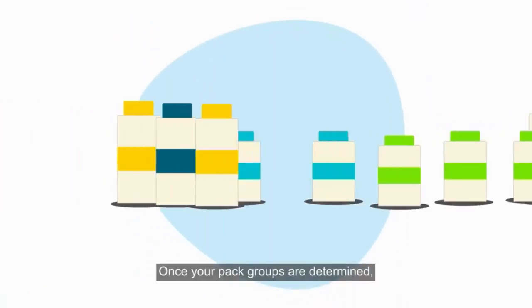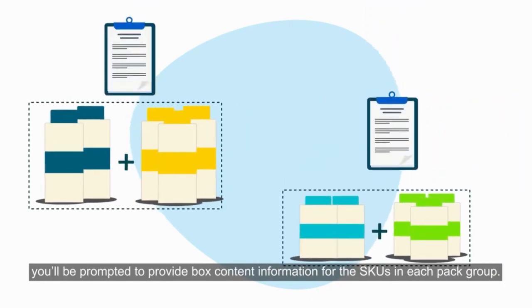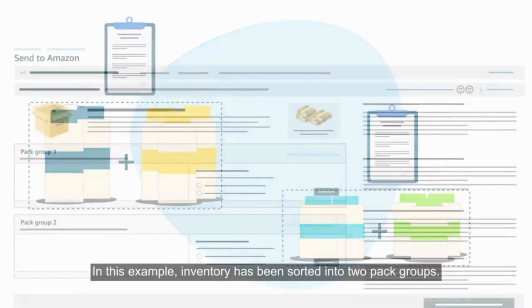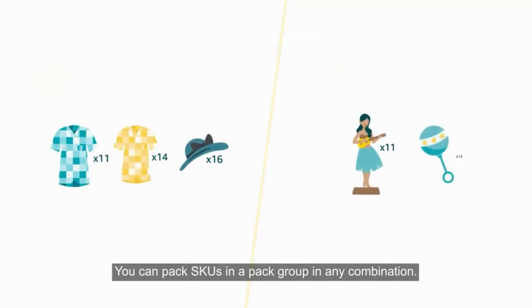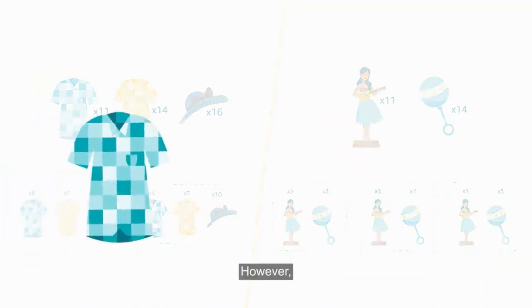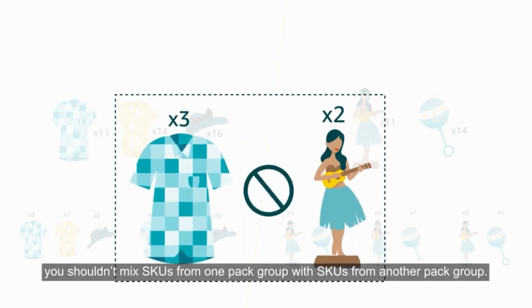Once your pack groups are determined, you'll be prompted to provide box content information for the SKUs in each pack group. In this example, inventory has been sorted into two pack groups. You can pack SKUs in a pack group in any combination. However, you shouldn't mix SKUs from one pack group with SKUs from another pack group.